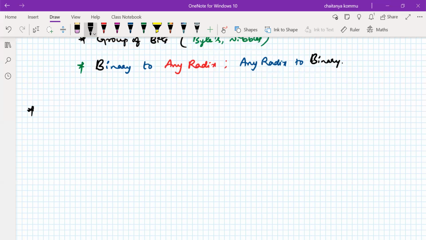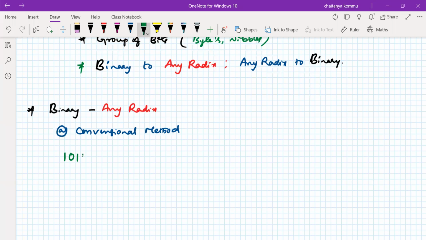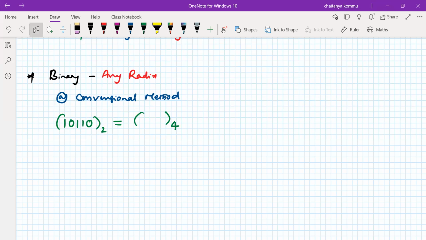For example, take binary to any radix. Two methods are there. The first method is the conventional method. What is this conventional method? For example, 10110 of base 2 is there. If you want to convert it into radix 4, for example, what do I have to do then?